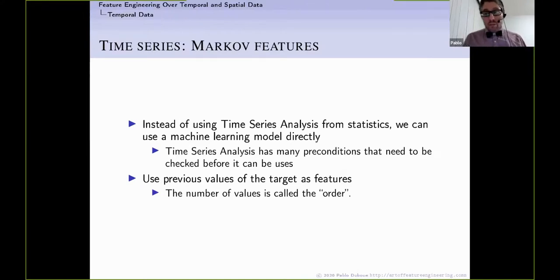But by far the simplest thing you can do if you're trying to use machine learning to deal with a time series is to train using the previous values of the target data as the features. All these Markov features. And depending on how many previous values you take, that's the order that you are looking into.